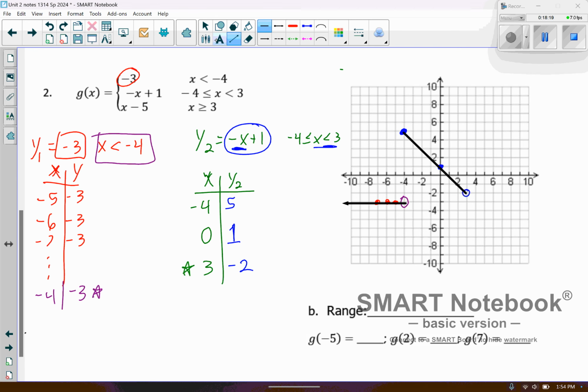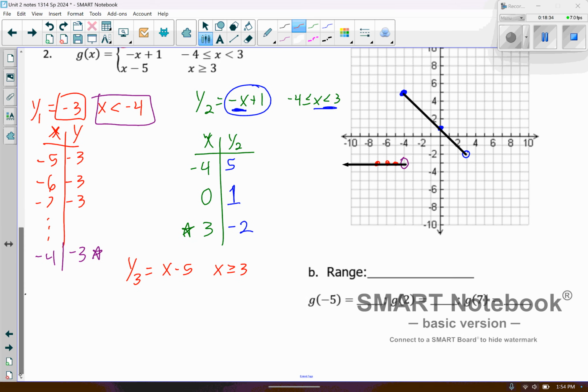And then last, we've got our third function. So let's see, we'll call this y3 is equal to x minus 5, and this is for when x is greater than or equal to 3. When x is greater than or equal to 3. And so we'll make a little table here.